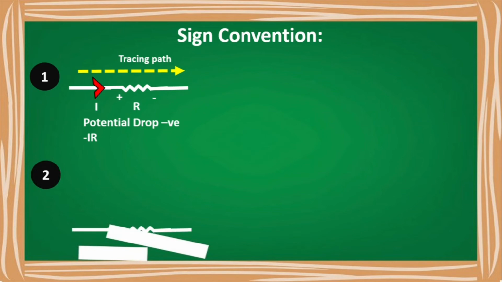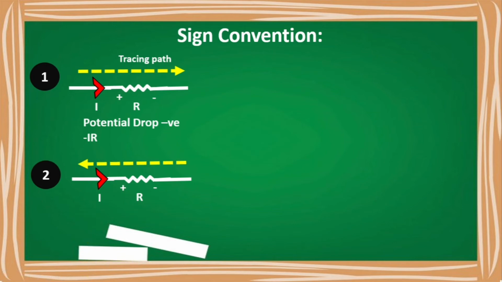Now secondly, let us talk more about this. Let us change the direction of tracing path. The direction of current is similar, and the polarity is also similar. Here the current enters, that is why you have a positive sign. Here it exits, so you have a negative sign.